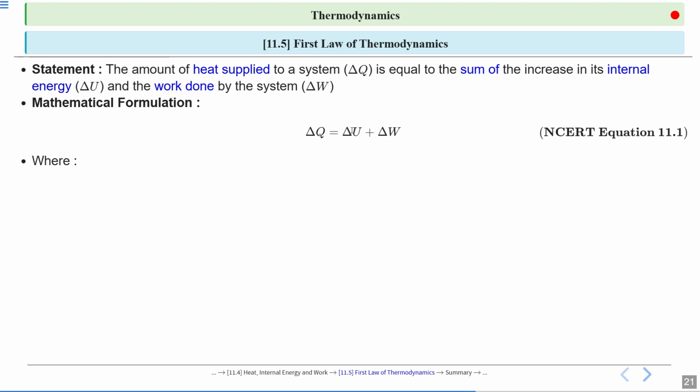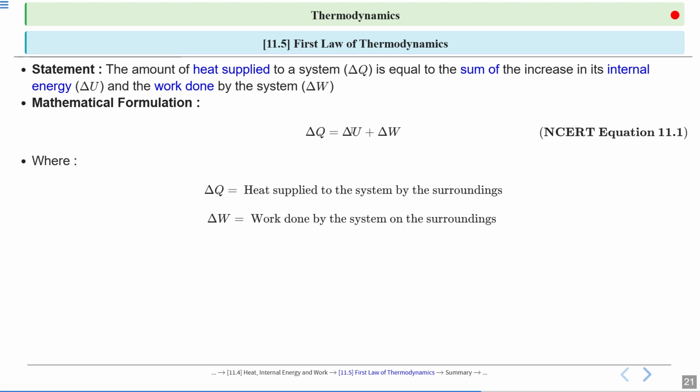Where delta Q is the heat supplied to the system by the surroundings, delta W is the work done by the system on the surroundings, and delta U is the change in internal energy of the system. Alright.